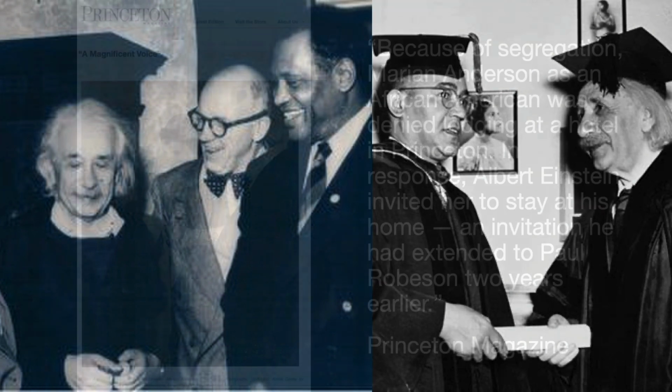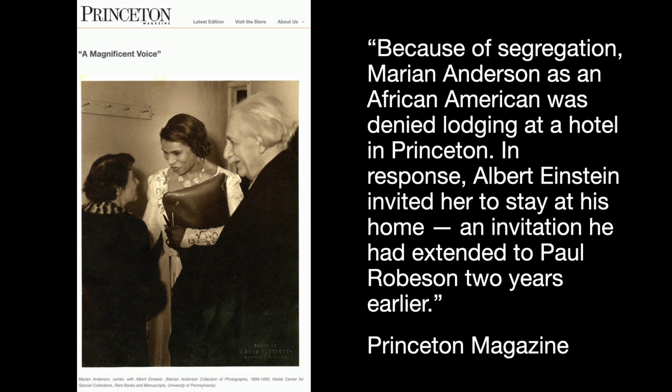Another example, and this is in the Princeton Review magazine, because of segregation, singer Marian Anderson, wonderful singer, as an African American, was denied lodging at a hotel in Princeton. In response, Albert Einstein invited her to stay at his home, an invitation he'd extended to Paul Robeson a couple of years earlier. So Einstein had a long history of connecting with people and trying to understand the human equation.